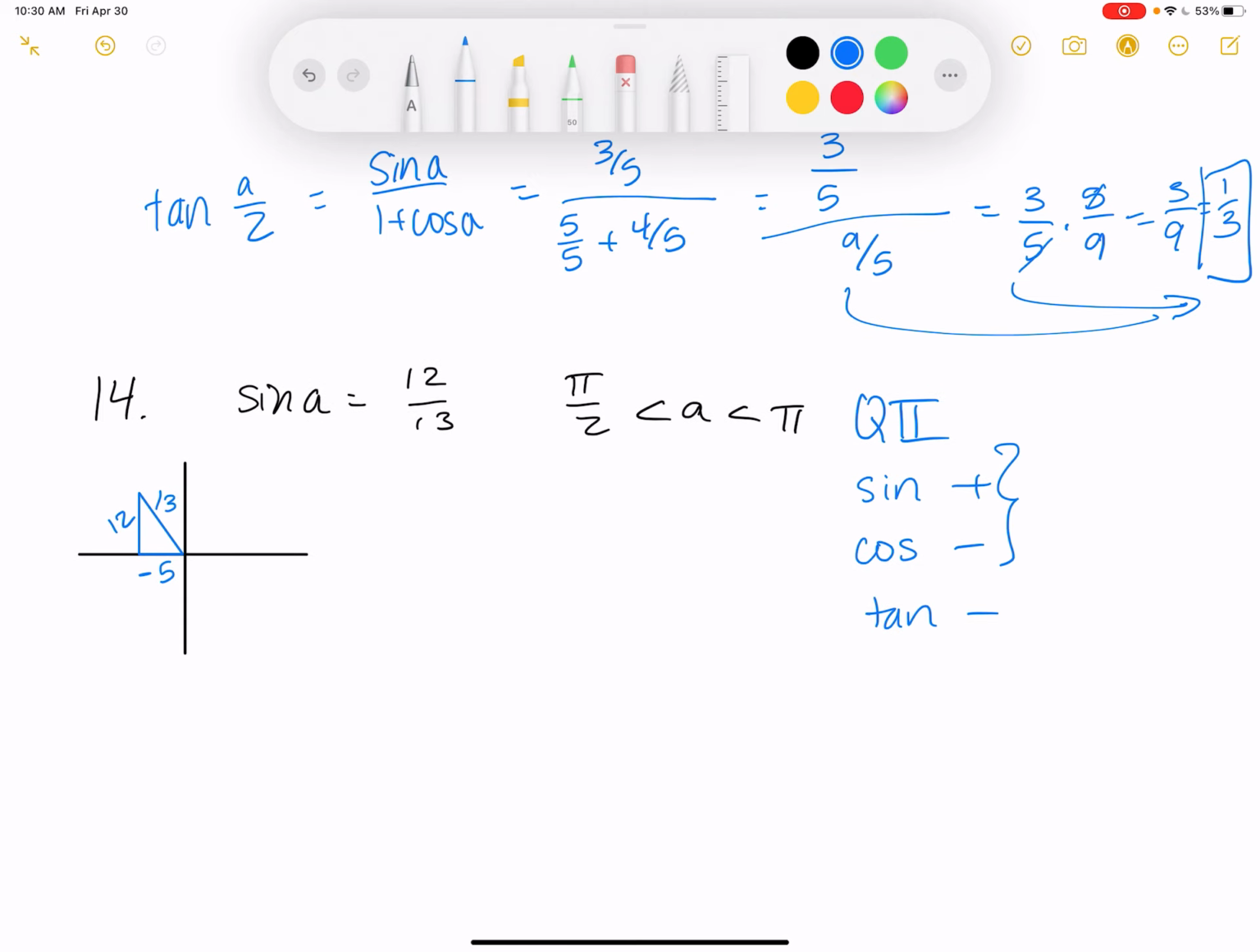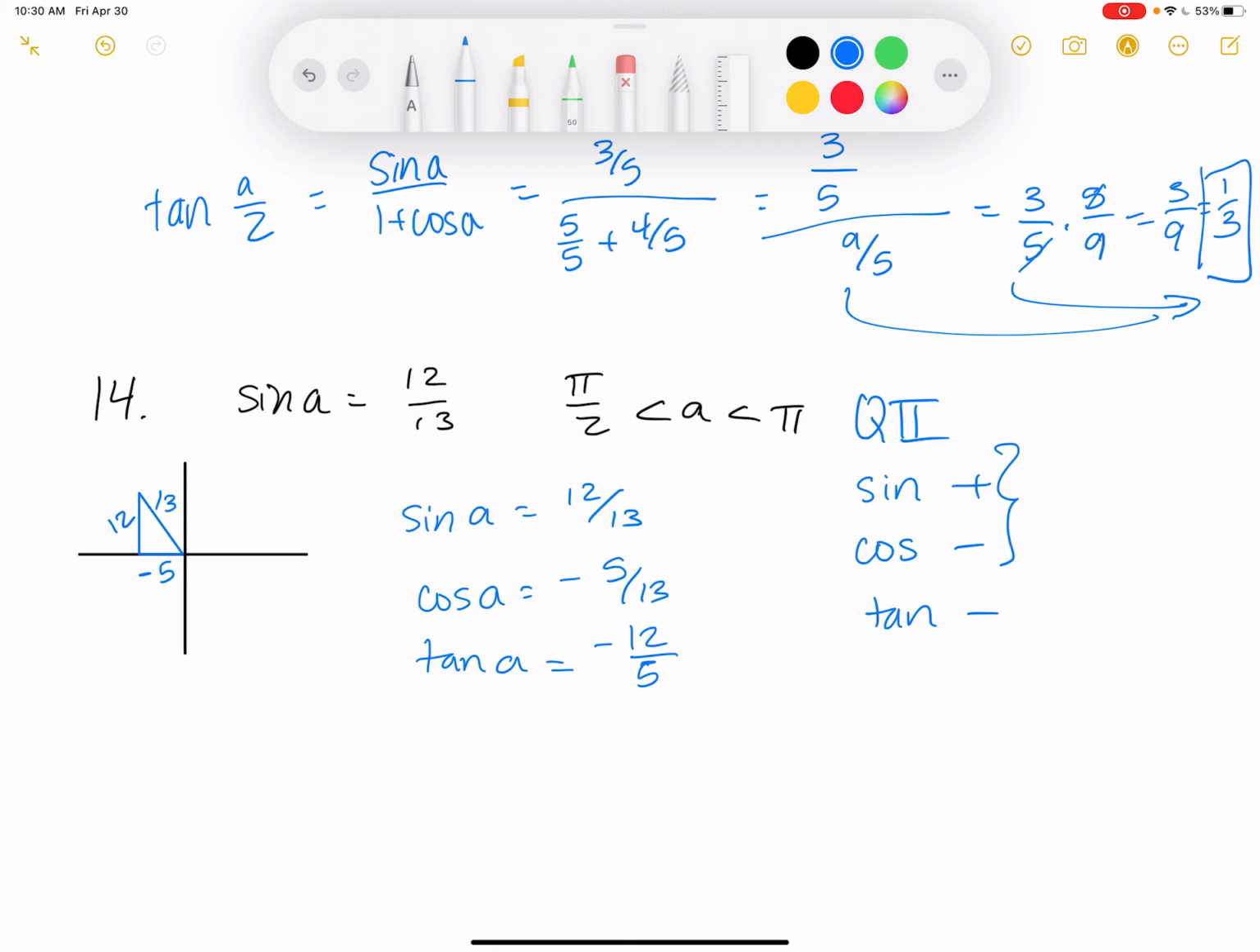All right, so the sine of A, we were already told, is 12 over 13. Cosine of A is negative 5 over 13, and tangent of A, not that we necessarily need tangent, is negative 12 over 5.